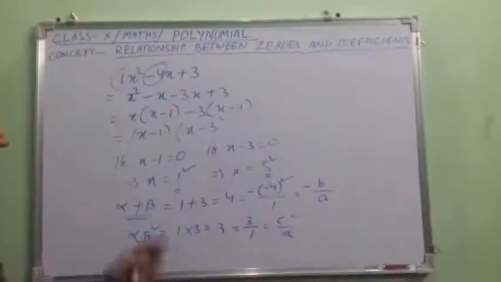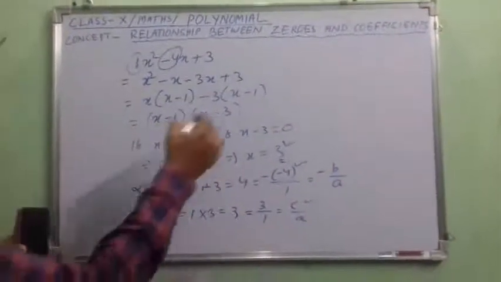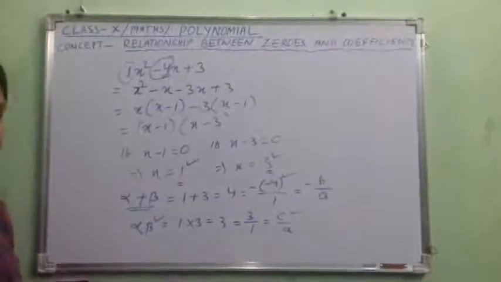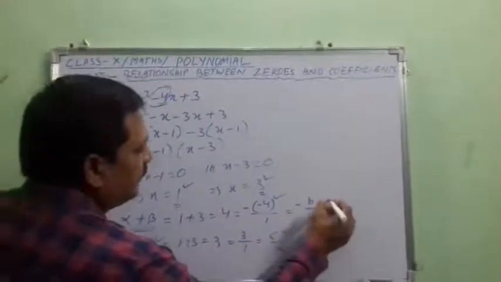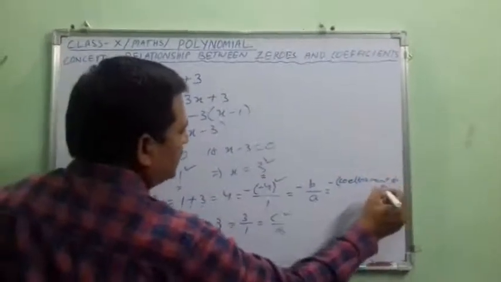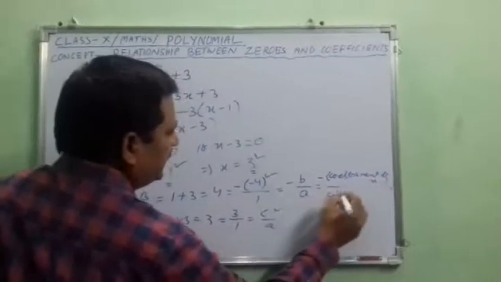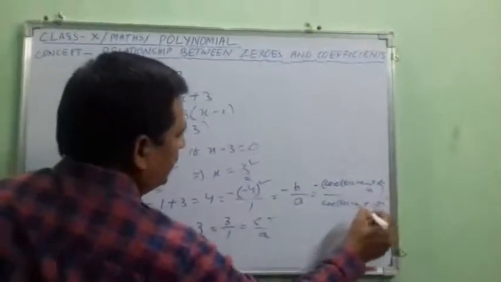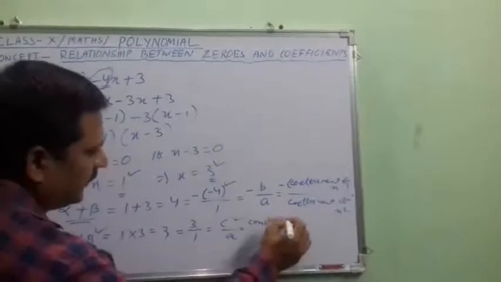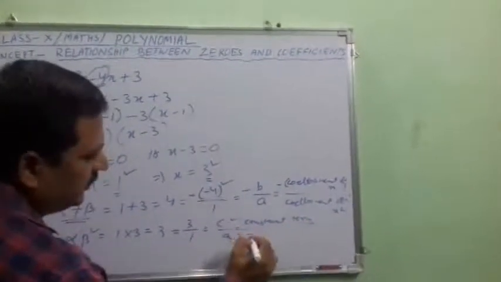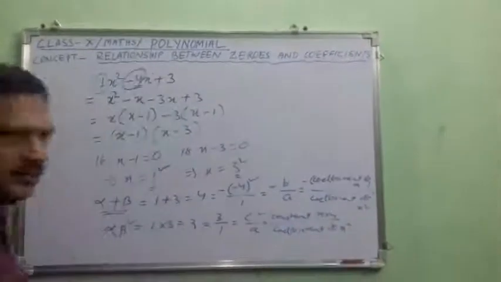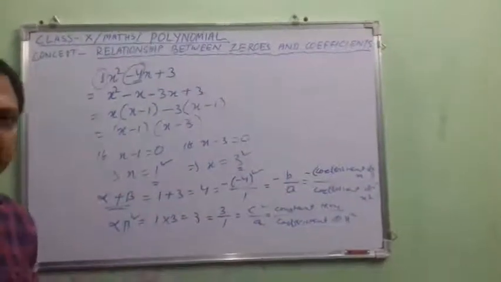Or we can say that alpha plus beta equals minus the coefficient of x divided by the coefficient of x square, and alpha beta is equal to the constant term divided by the coefficient of x square. Okay. Now let's take another example.